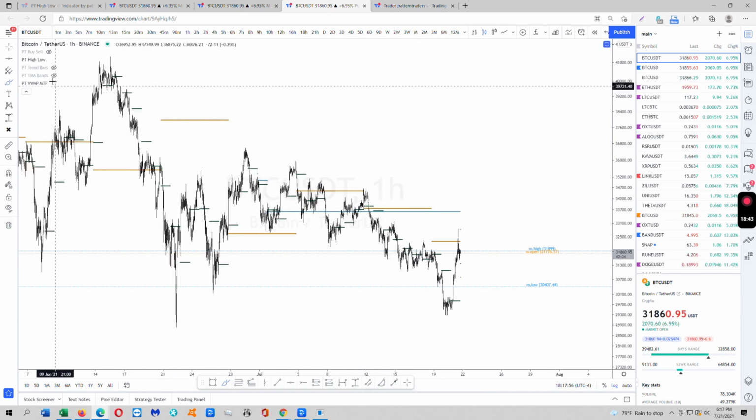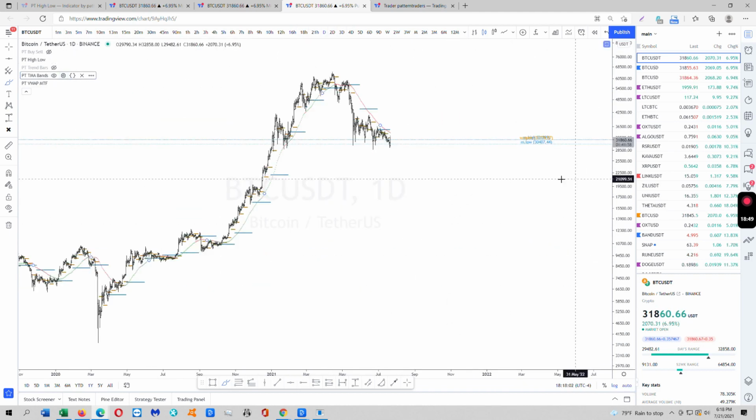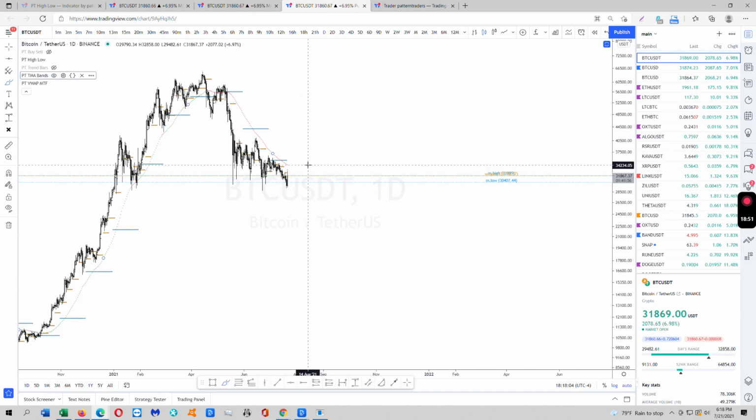Now, even more confluence. Open up your TMA band. Go to your 1 day. Where's your 1 day TMA band, guys? 1 day TMA band is at 34.2. We have yet to touch it. So chances are this is going to slap the living shit out of us and bring us right back down.